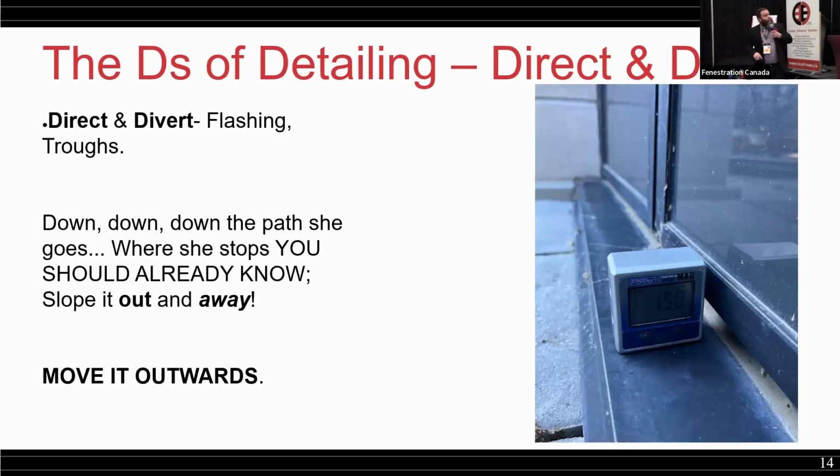Direct and divert, pretty straightforward. This flashing leaned towards the building. That's not what flashings are meant to do. An inclinometer is a very quick trick. It's unfortunate it's a bit dark for the picture, but this is showing a right-hand slope of 2.8 degrees. It's not going to work. That's not how it works.